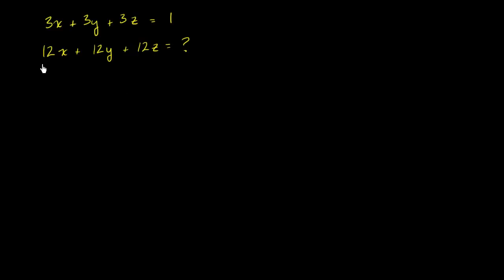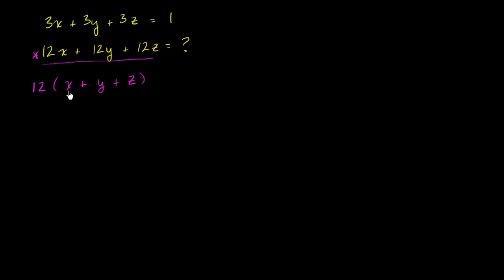Well, let's rewrite this second expression by factoring out the 12. So we get 12 times x plus y plus z. That's this second expression here. And you can verify that by distributing the 12. You'll get exactly this right up here. Now, what is 12 times x plus y plus z?